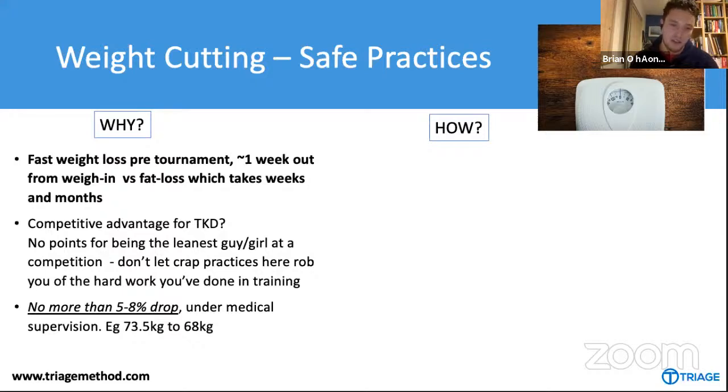And the bottom line is, you've worked hard coming up to this competition. Don't let shitty practices here rob you of that, because you come in too depleted, try and drop too much weight, and your performance suffers as a result. You've done all the work at this point. So give yourself the best chance to perform at your best, because that's what you deserve once you get to this stage.